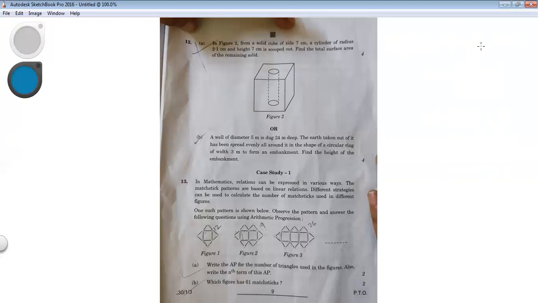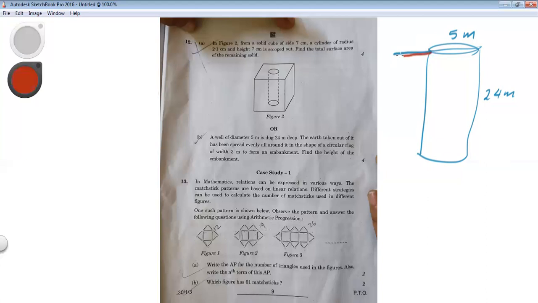Okay, so a well is always cylindrical in shape. So this is a well. The diameter they are telling us is 5 meters and the depth is 24 meters. The earth taken out of it has been spread evenly all around it in the shape of a circular ring of width 3 meters to form an embankment. Find the height of the embankment. Fine. Now this is the thing. This is hollow now.